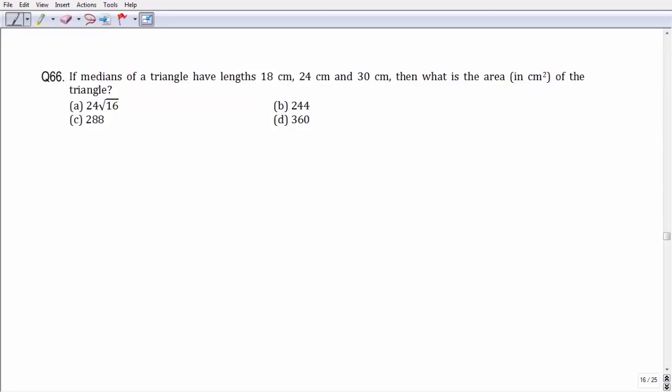Question number 16. Now it says that if the medians of a triangle have lengths 18 centimeters, 24 centimeters and 30 centimeters, then we have to find out the area of the triangle.